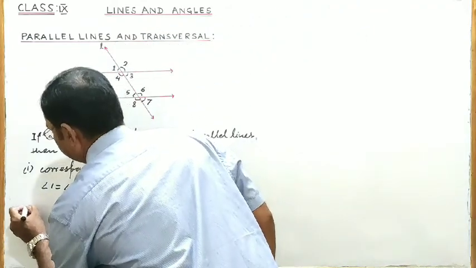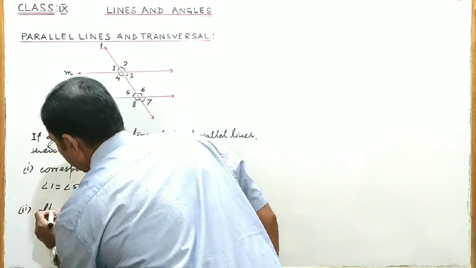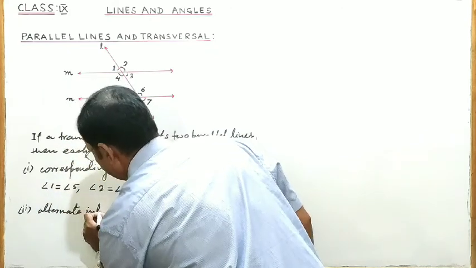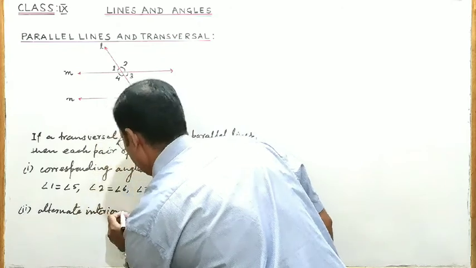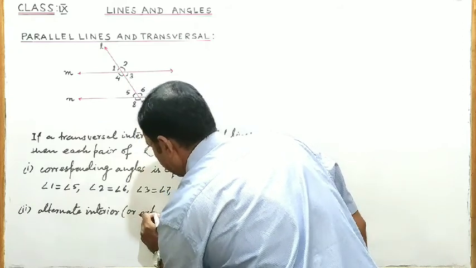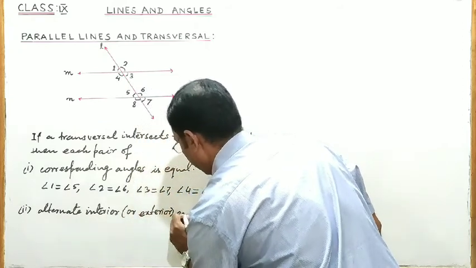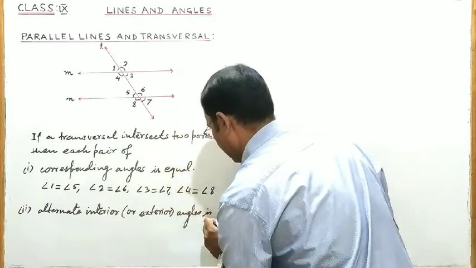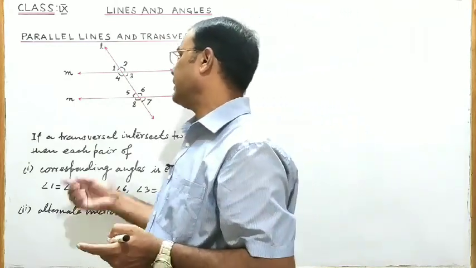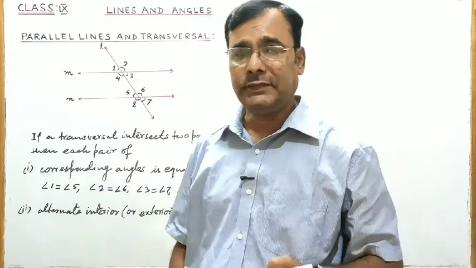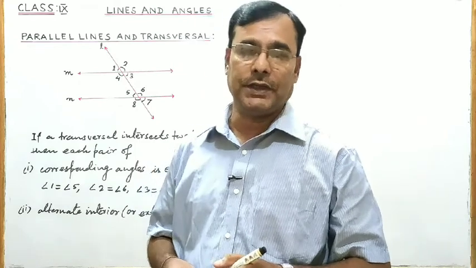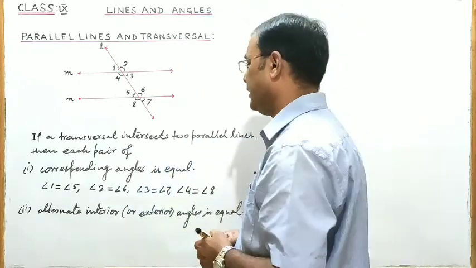Next is, each pair of alternate interior or alternate exterior angles is equal. That is, if a transversal intersects two parallel lines, then each pair of alternate interior angles is equal and each pair of alternate exterior angles is equal.